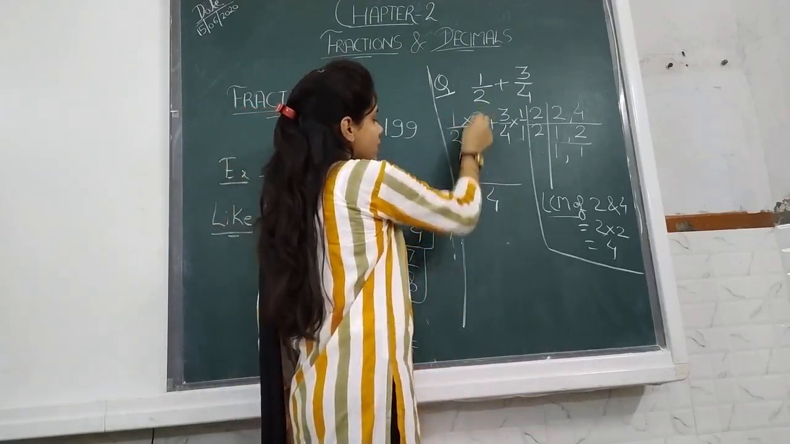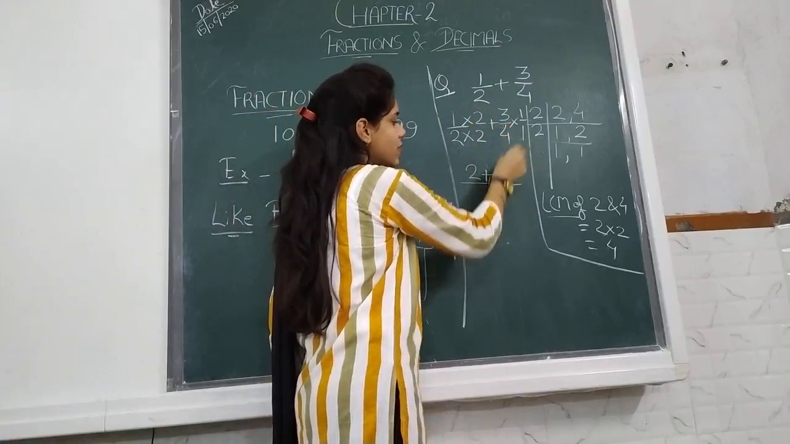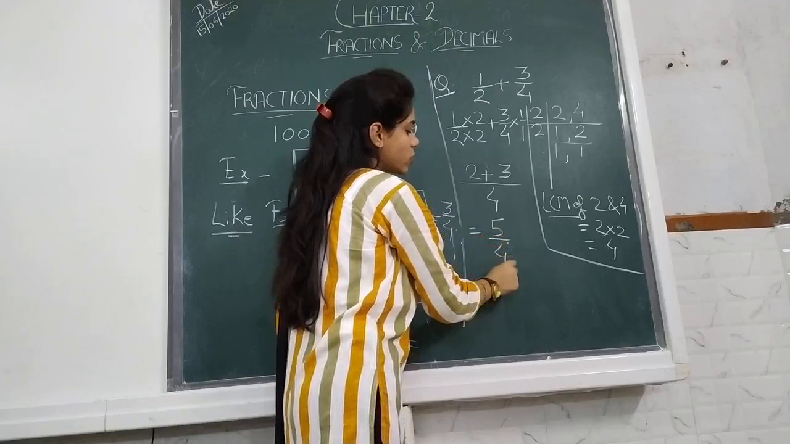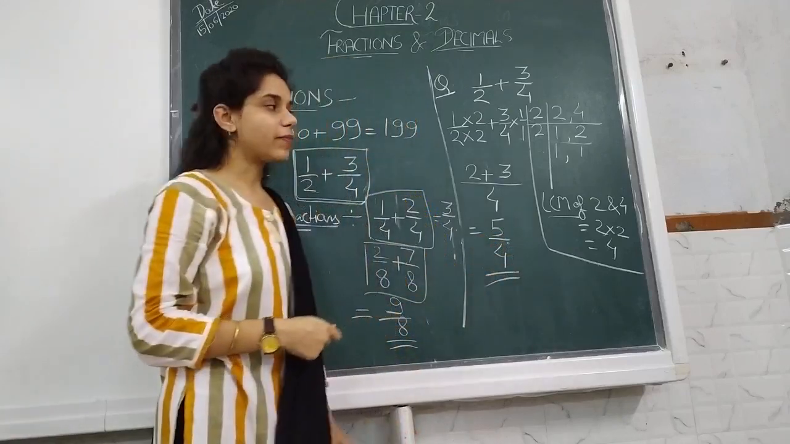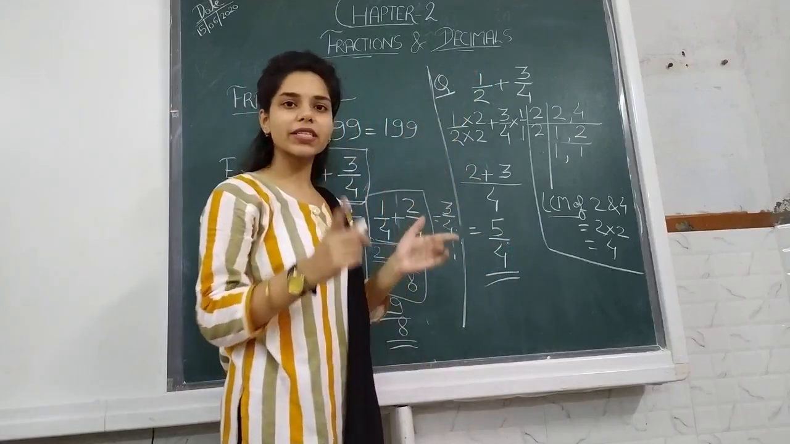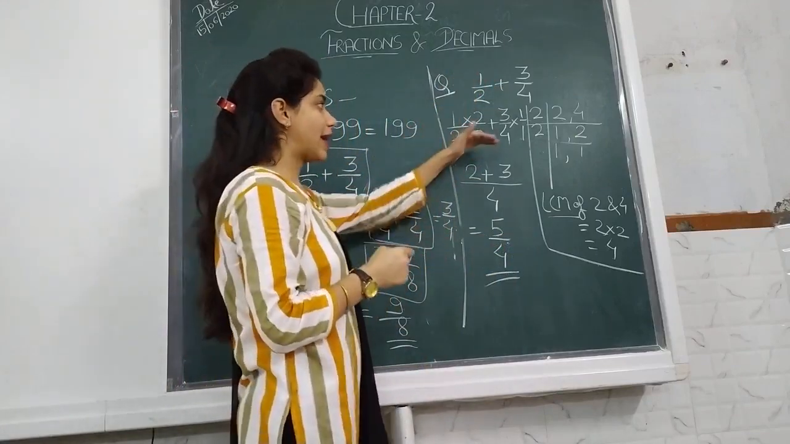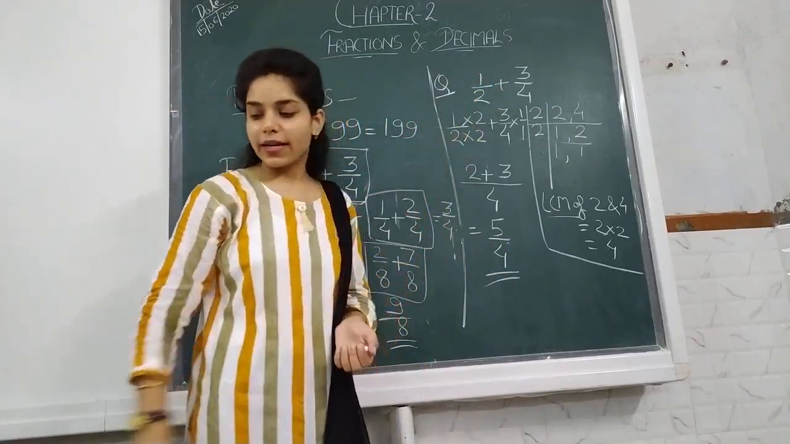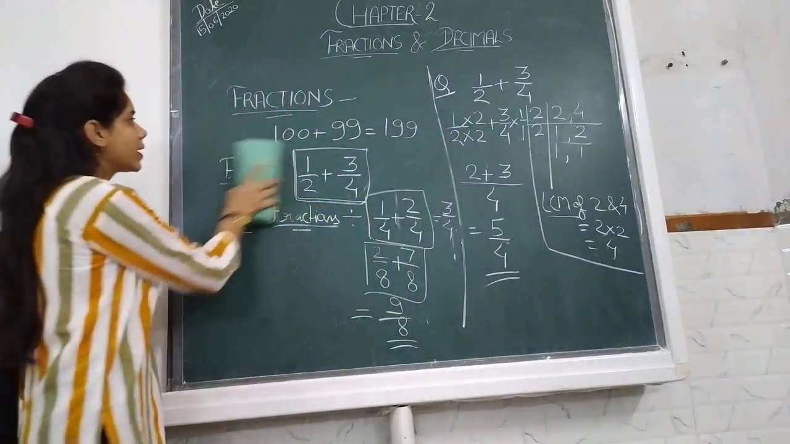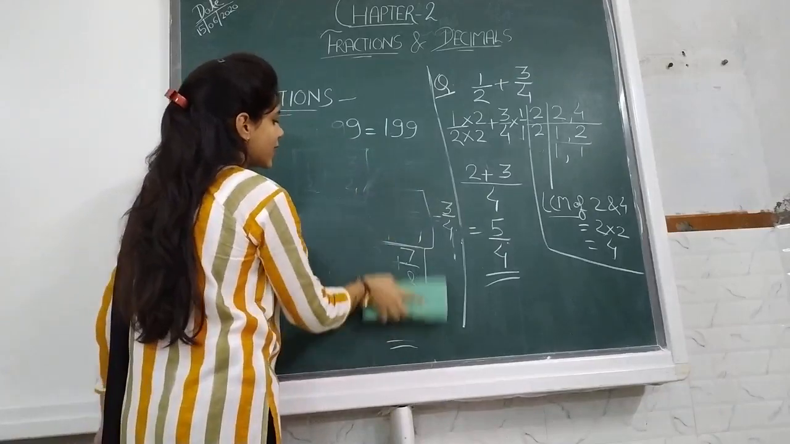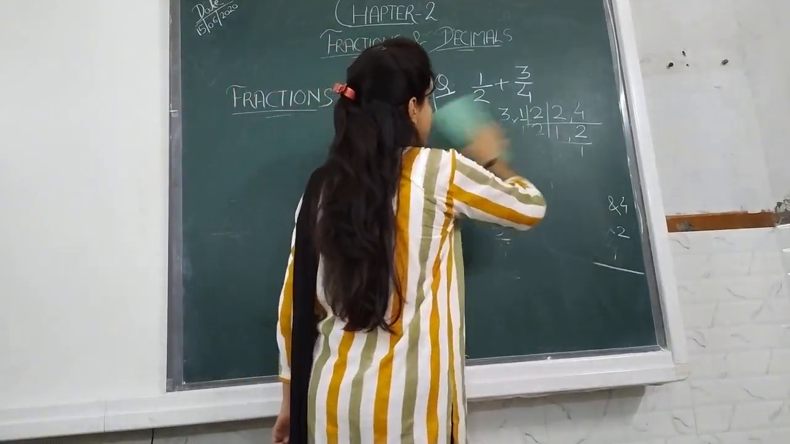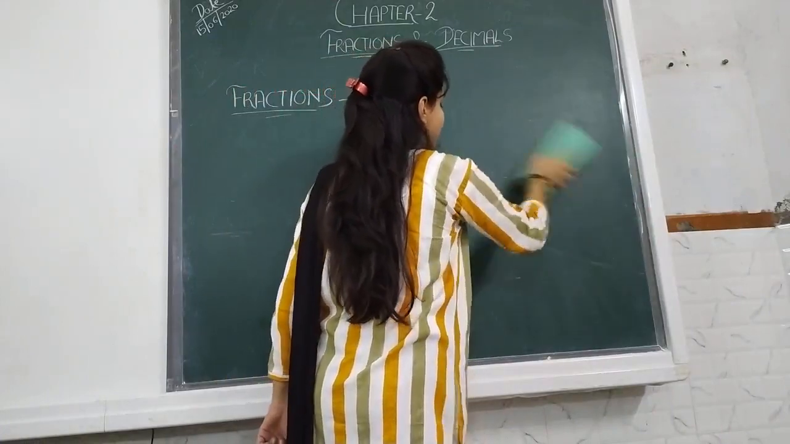So it will give us 2 ones are 2 plus 3 ones are 3. So it will give us 5 upon 4. So this will be the required answer. Getting my point? First of all, we will have to make like fractions, then only we can add them. Understood? Now students, let's start exercise 2.1. In exercise 2.1, in the first question, we have to add or subtract fractions.